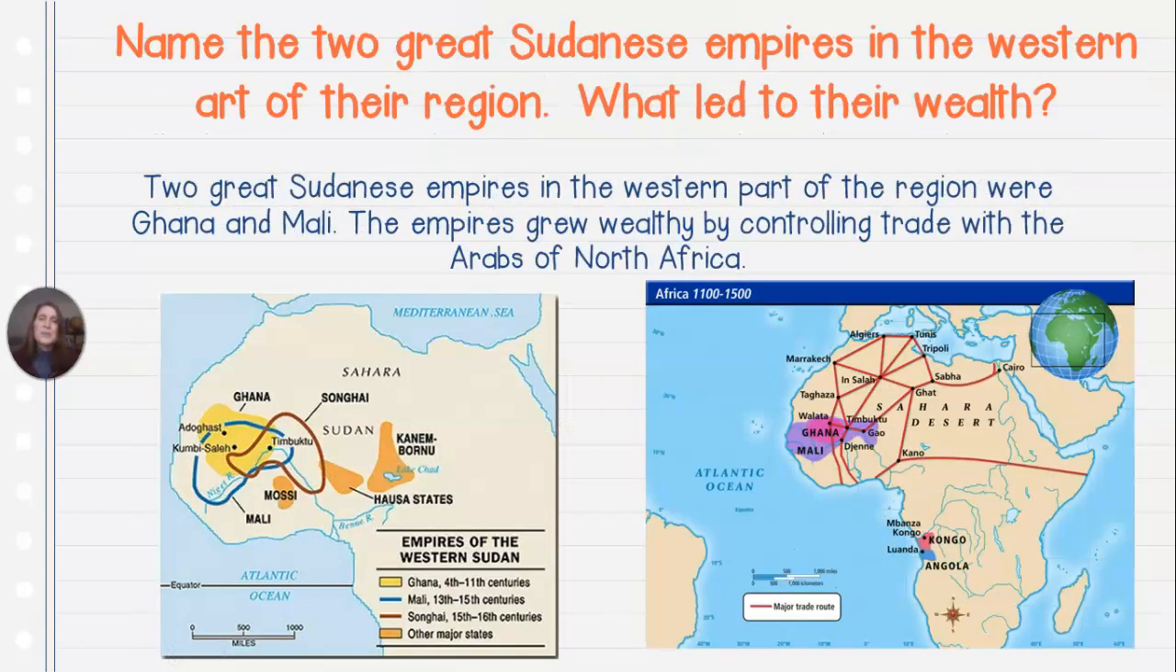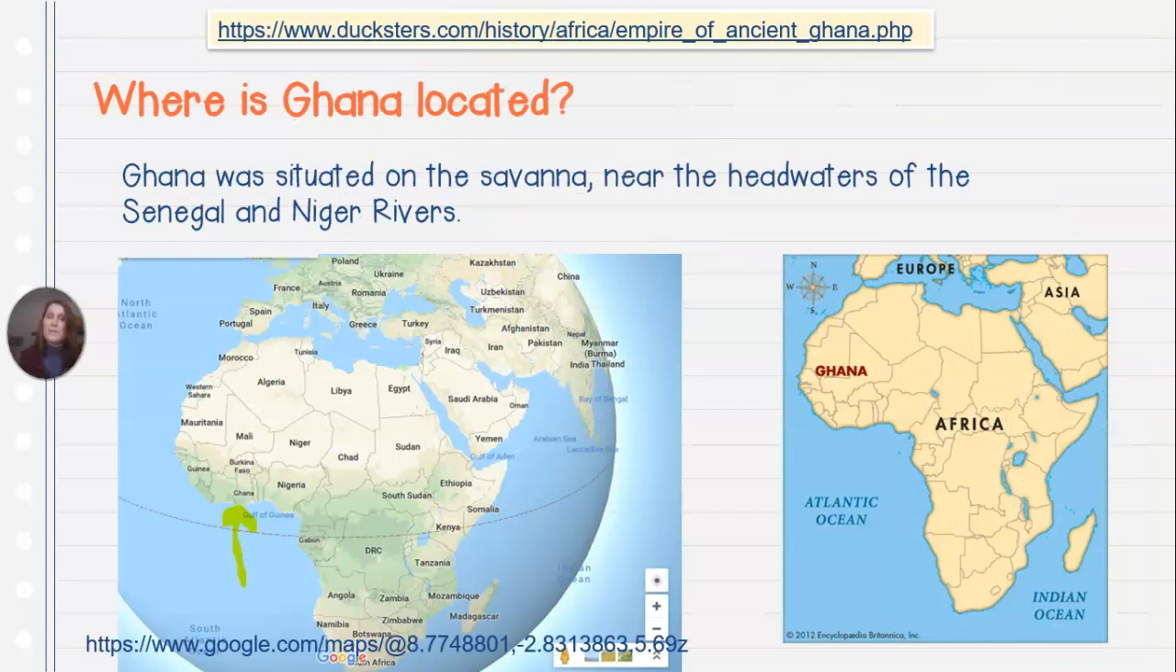Name the two great Sudanese empires in the western part of the region. What led to their wealth? The two great Sudanese empires in the western part of the region were Ghana and Mali. The empires grew wealthy by controlling trade with the Arabs of North Africa. And we've talked about several times how important trade was, not only economically for financial reasons, but also for the spreading of ideas, cultural diffusion, all of those things.